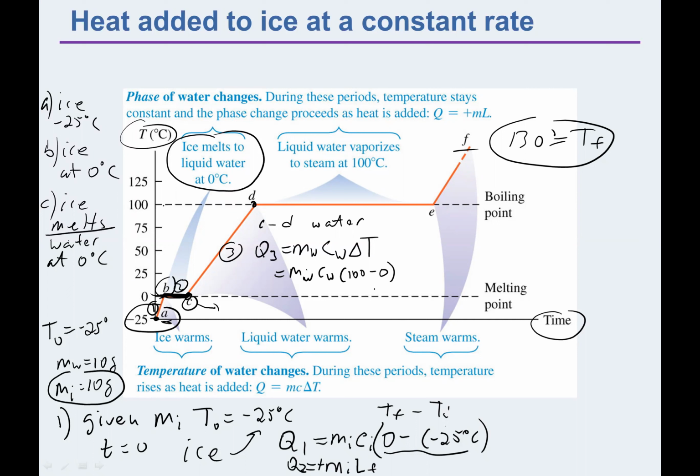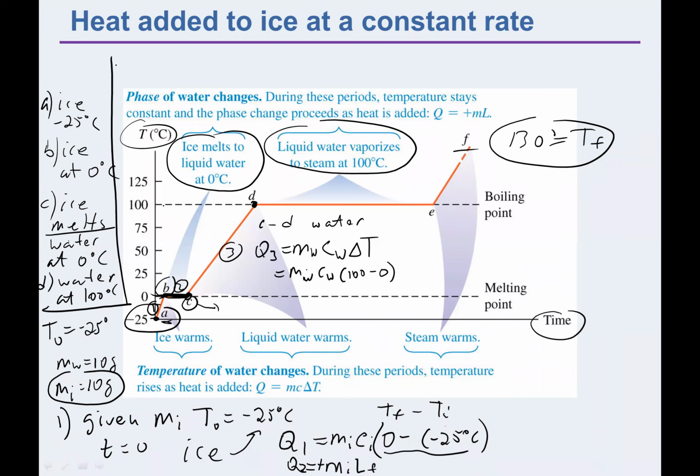Okay, once I get to that temperature, the water will no longer be able to change its temperature. That means any added energy into the system will go into changing the phase, where liquid water vaporizes to steam at 100 degrees Celsius. That means at point D, so you can see right at point D, I have water at 100 degrees Celsius.